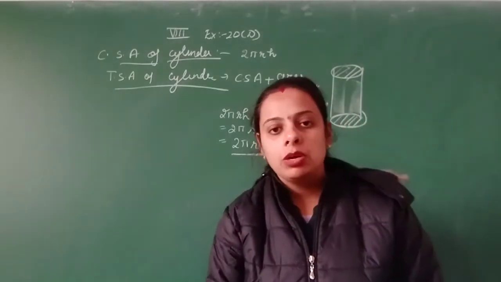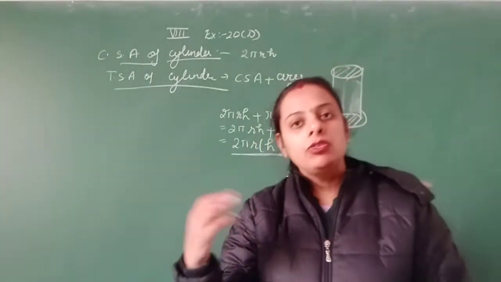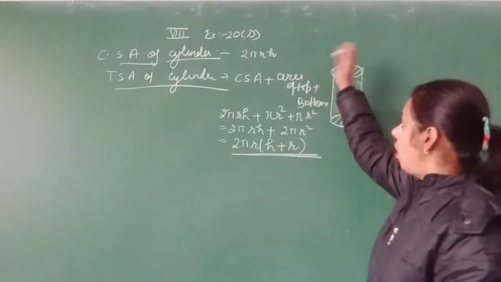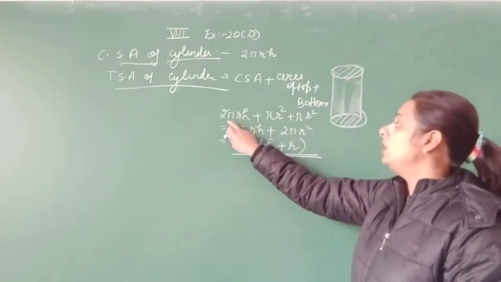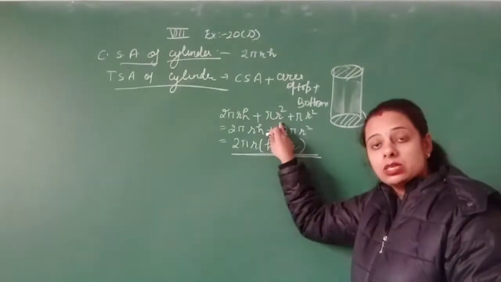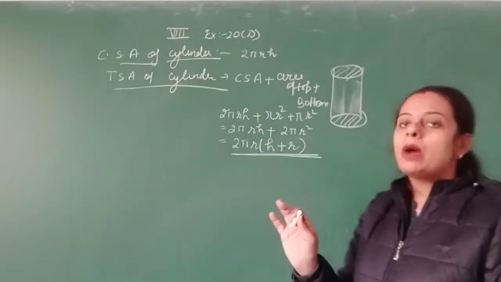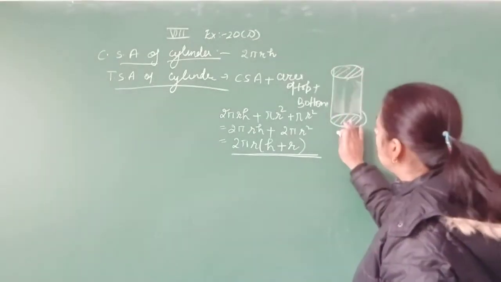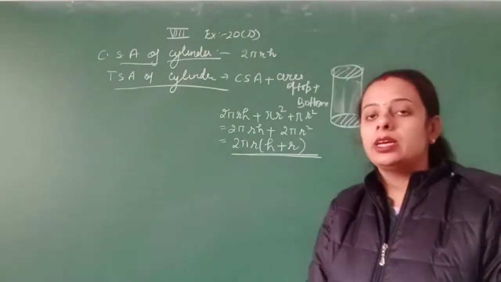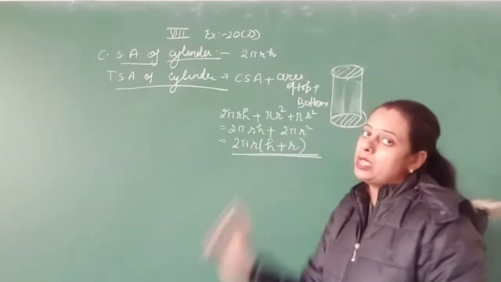Come to question number 1. When the question comes without top, you will have to add only 2 pi r h plus pi r square. If you are not given the top, it is open at one end, so you only have to add its curved surface area and the area of one base, that means 2 pi r h plus pi r square.